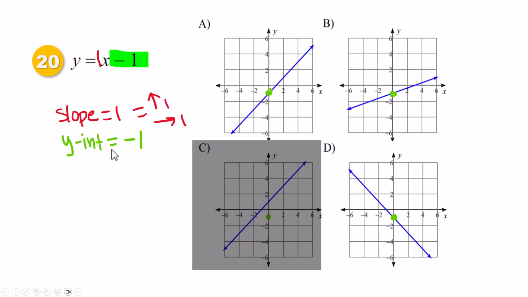Well, the slope being positive 1 means you're going to go up 1 over 1. Let's put that on all the graphs. Up 1 over 1, up 1 over 1, up 1 over 1. And the only one that actually lands back on that line is A. This is our correct answer.